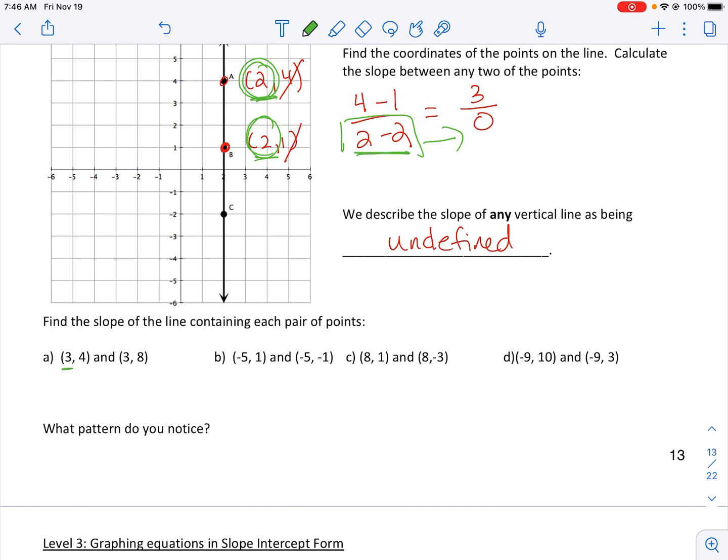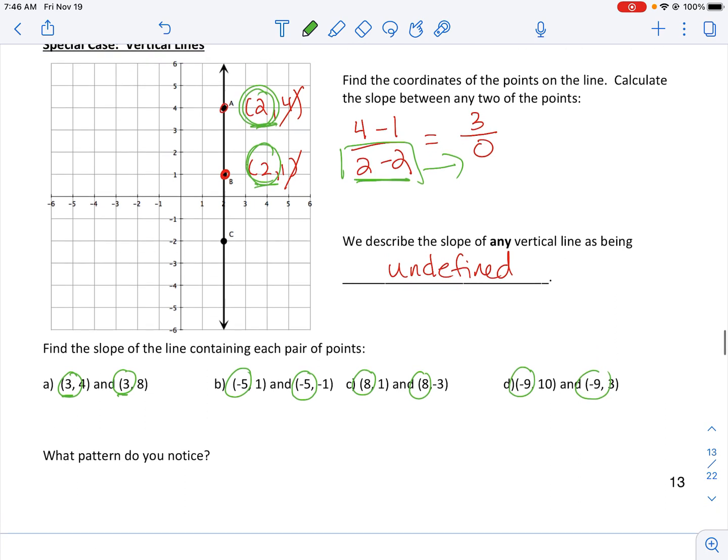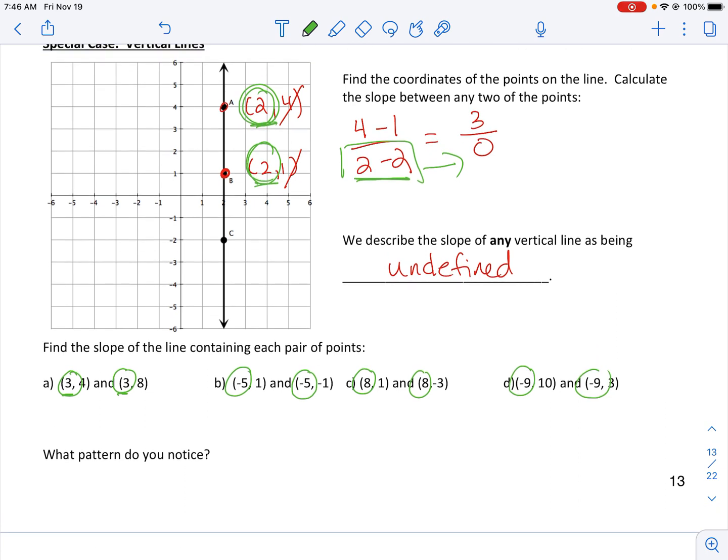So notice, look at all these problems here. Notice these x's are the same. X's are the same. X's are the same. So all of these, when you go ahead and do the slope formula, you're going to end up with a 0 on the bottom. So all of these will have a slope of undefined.